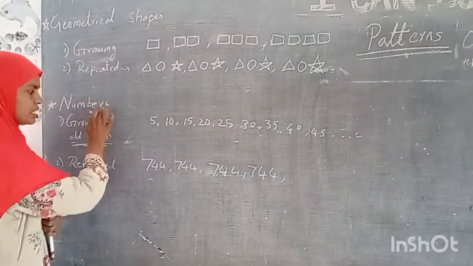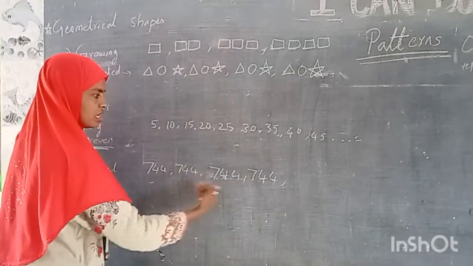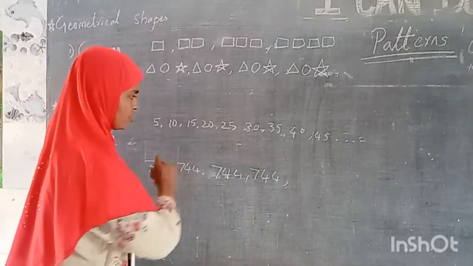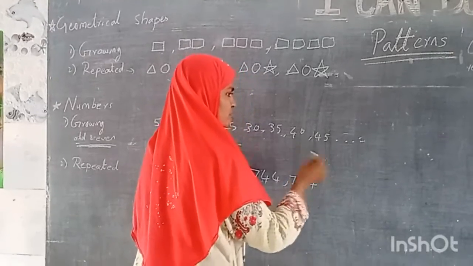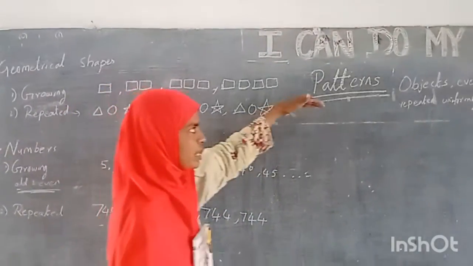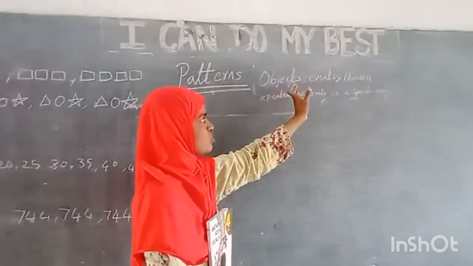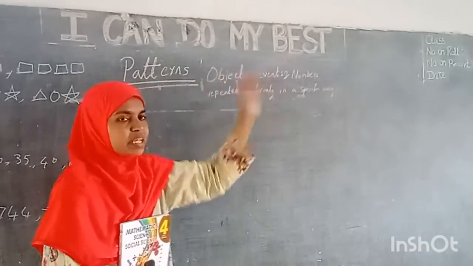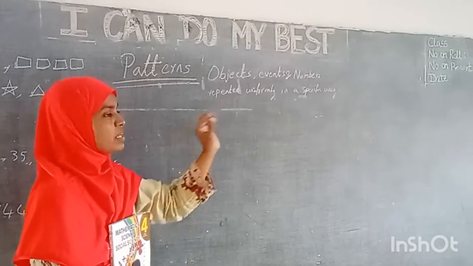Now repeated in numbers. See here, 744. What is happening? Repeated. The numbers are repeated in a straight line with order, right? The next number will be 744. So almost you understood about the patterns. Patterns are nothing but they are formed with objects, even or numbers, when they are repeated uniformly in a specific way.